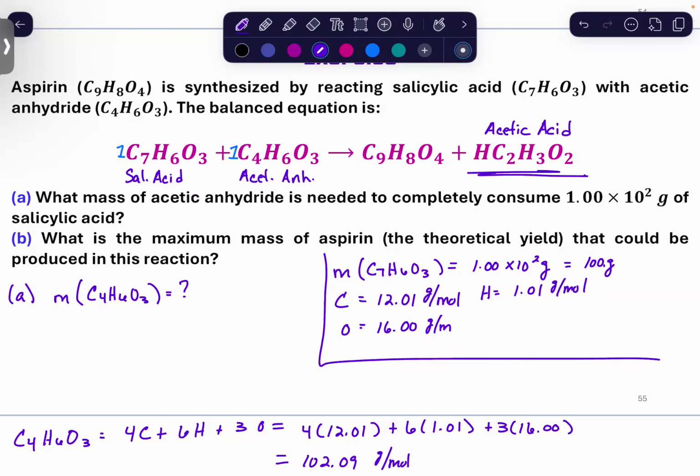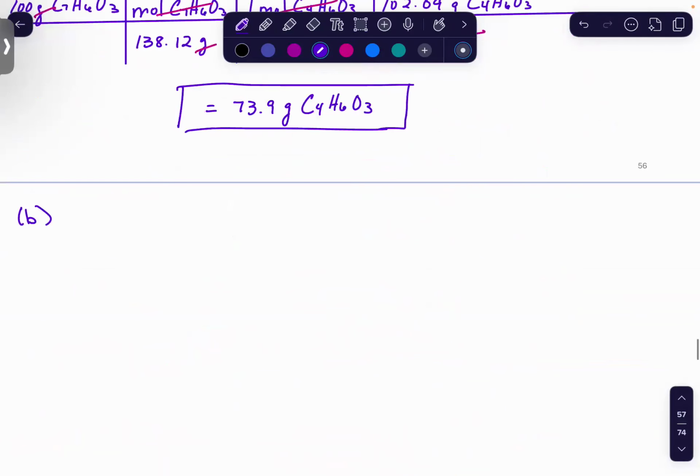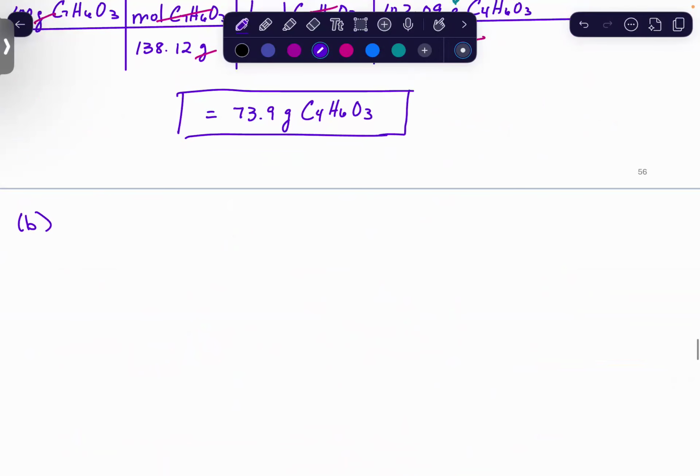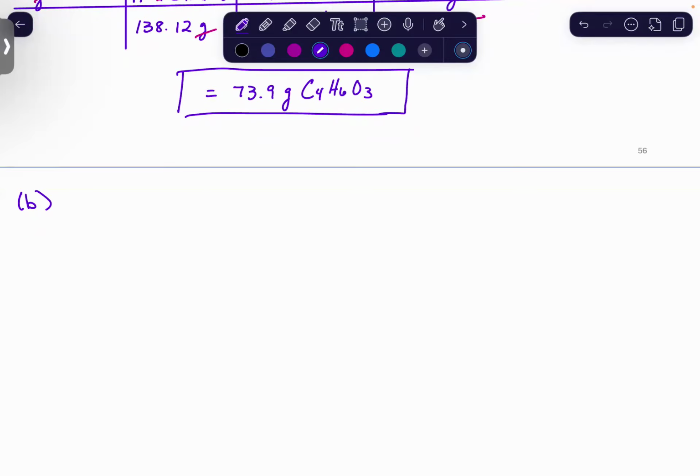So I can use the numbers from either one of them. I could use the 100 grams of salicylic acid or the 73.9 grams of acetic anhydride to do this next calculation, because the 73.9 grams molar wise will completely cancel out the 100 grams of salicylic acid. I chose to use the 73.9. So this calculation is going to be, let me move this. Of course, what I'm looking for here is mass of aspirin. We want to name what it is we're looking for, since now we're being asked for something different.